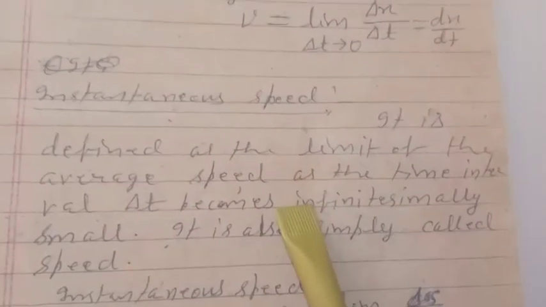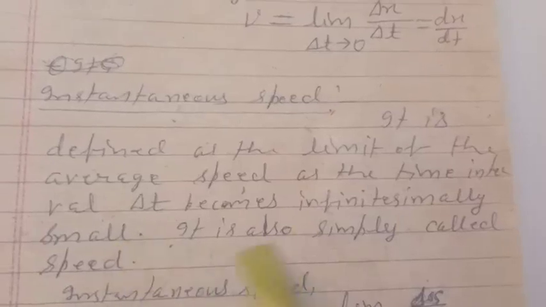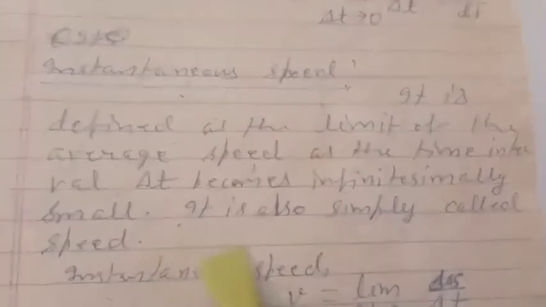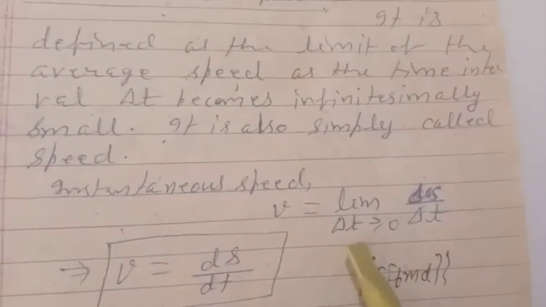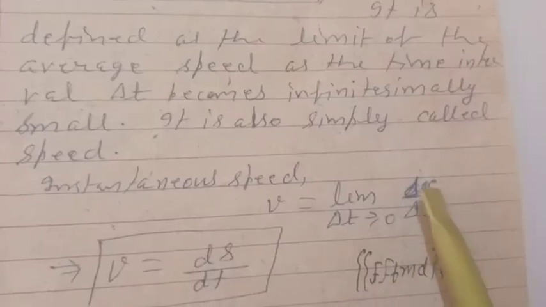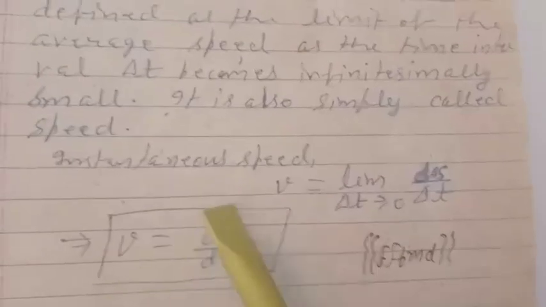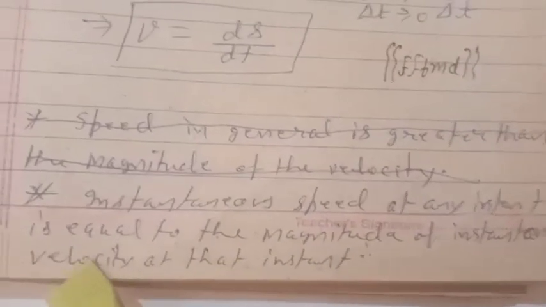Now instantaneous speed. It is defined as the limit of the average speed as the time interval delta t becomes infinitesimally small. It is also simply called speed. Hence instantaneous speed v equals limit delta t tends to 0 of delta s by delta t, where s is the distance, or this can be written as v equals ds by dt. An important point: instantaneous speed at any instant is equal to the magnitude of instantaneous velocity at that instant.